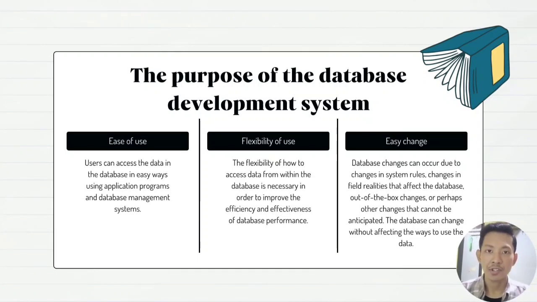And easy change. The database change can occur due to change in system rule, change in field realities that affect the database, out-of-the-box change, or perhaps other change that cannot be anticipated. The database can change without affecting the ways to use the data.